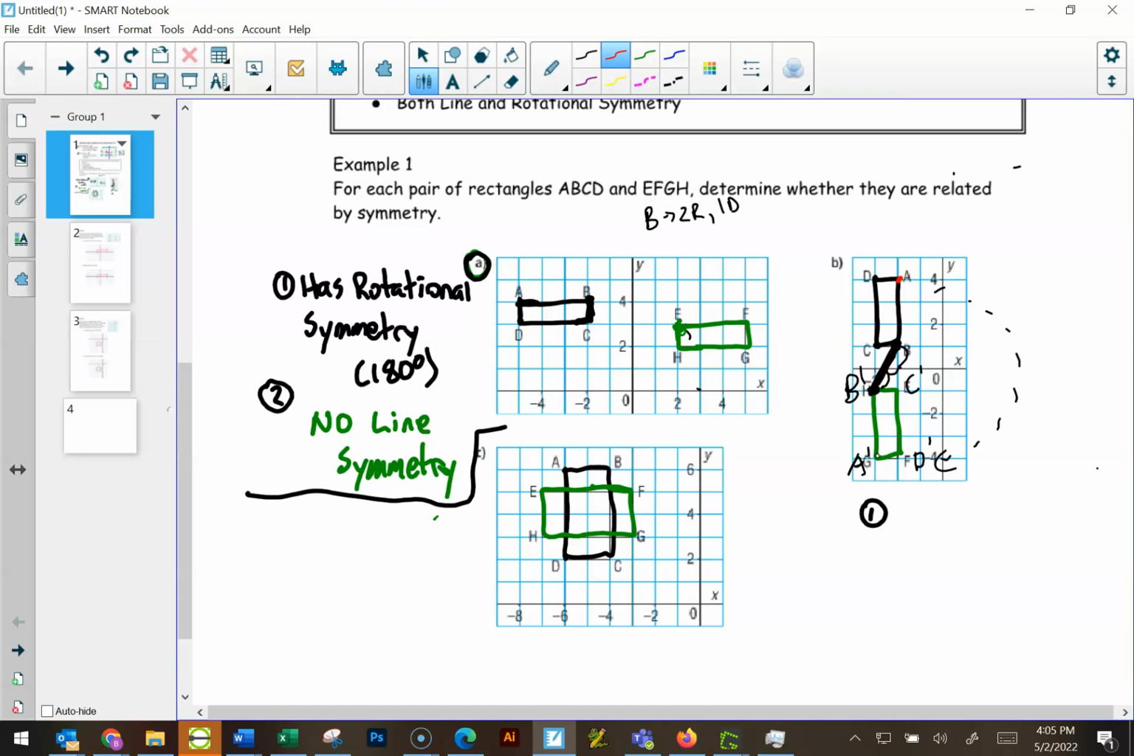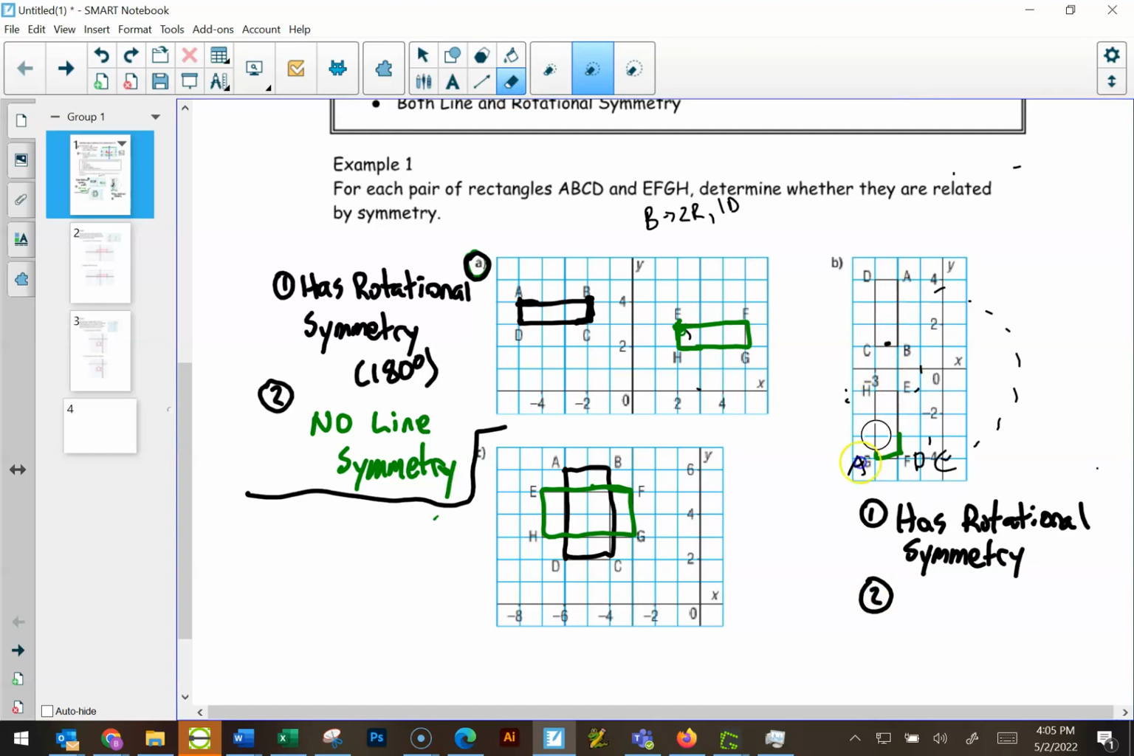So that one clearly does have rotational symmetry. And once again, it's 180 degrees, right? It can rotate 180 degrees, so it has rotational symmetry. We're 2 for 2 on rotational symmetry. Does it have line symmetry? In this case, this one actually does.